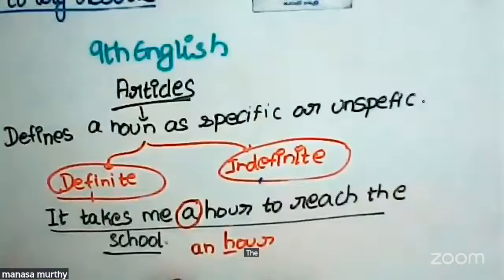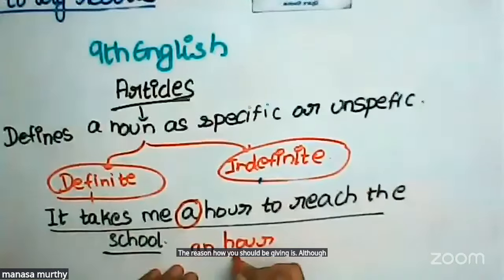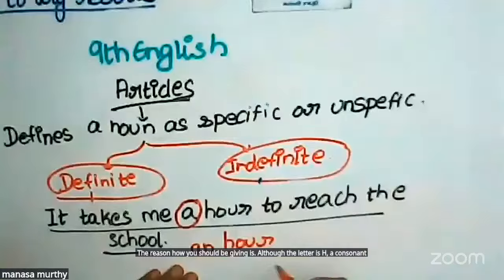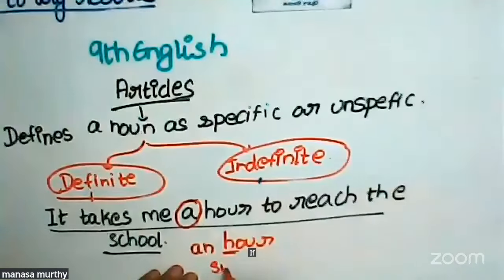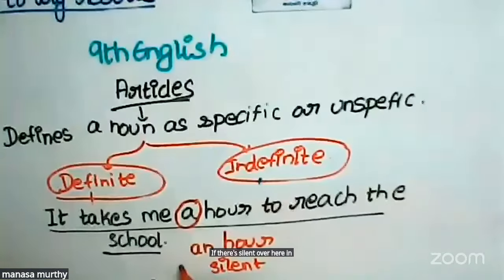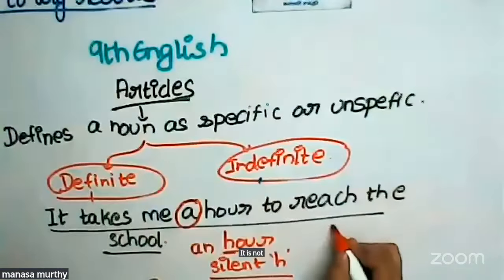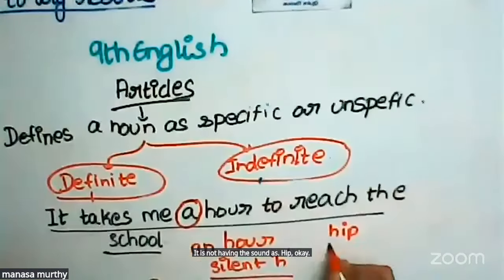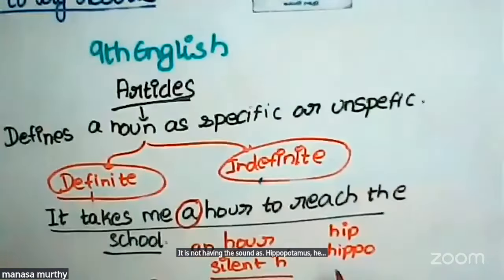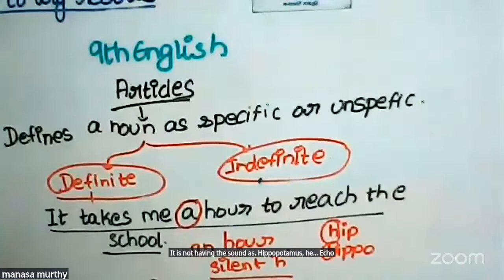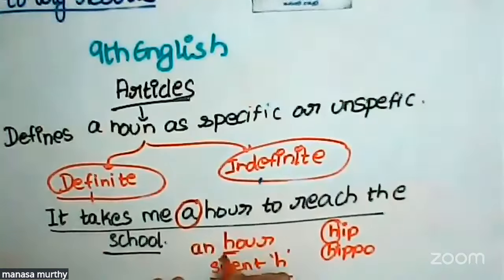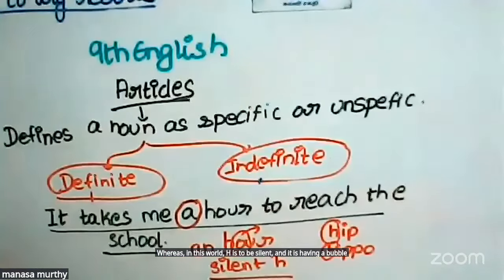The reason is that although the letter is H, a consonant letter, it is silent over here. It is a silent H. It is not having the sound as in hippopotamus, hippo. Whereas in this word, H is silent and it is having a vowel sound of R. R honest, R honorable.